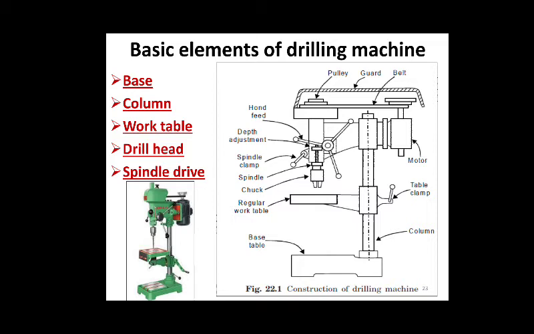Drill head carries the driving and feeding mechanism for the spindle. The driving mechanism is used for driving the drill spindle, which consists of an electric motor, gearbox, etc., whereas the feeding mechanism is used for feeding the drill into the workpiece. Spindle is a hollow part in which the drill is inserted. During the operation, the spindle rotates as well as moves up and down. Hence, the drill also rotates as well as moves up and down. So this is how the different elements work in the drilling machine.